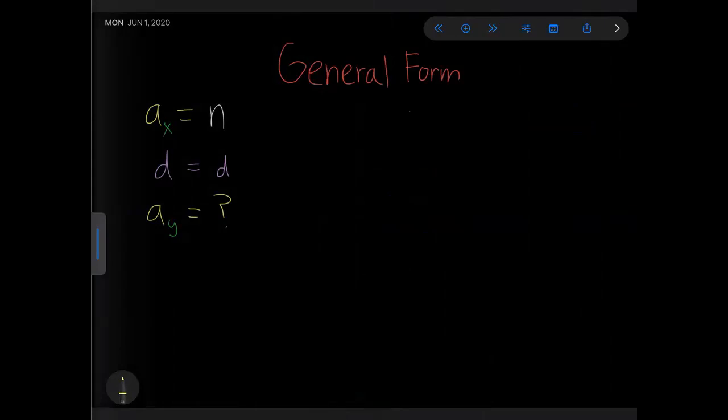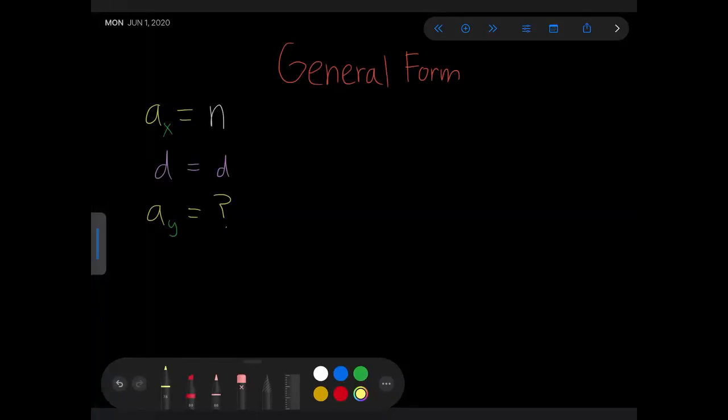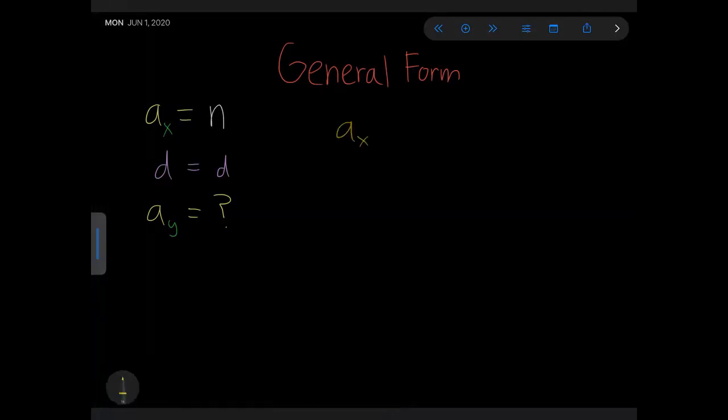Let's go into something harder. We're going to do a general form for these arithmetic sequences. Instead of assigning concrete numbers, we want to create a formula that we can use for all arithmetic sequences. So if our x-th term has a value of a sub x, our common difference is d, what is the y-th term? What is term y? Let's write out our sequence. A sub x, a sub x plus d, a sub x plus 2d, dot, dot, dot, and then we get a sub y, right?